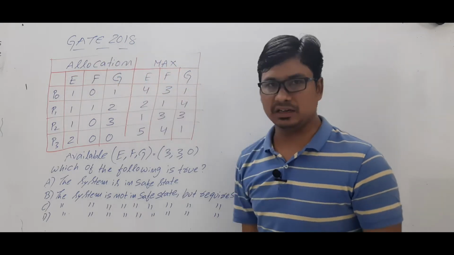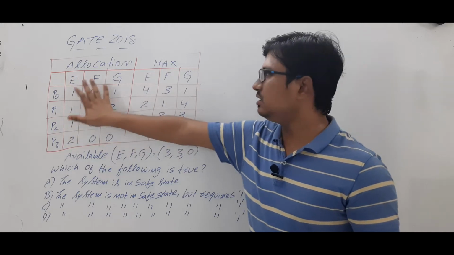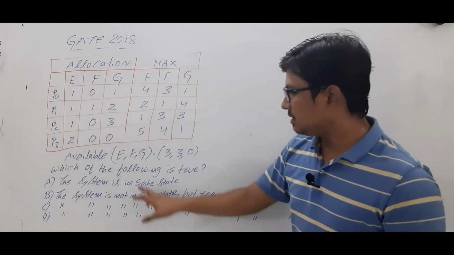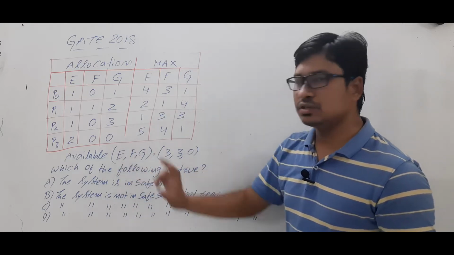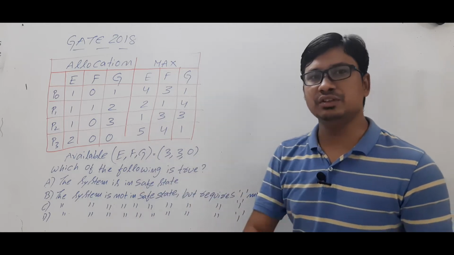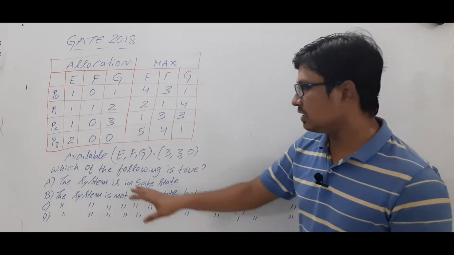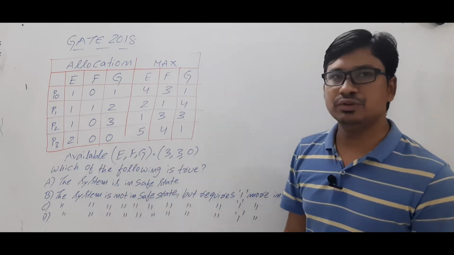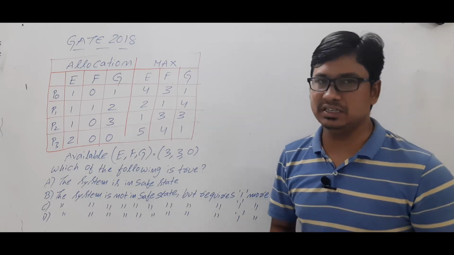However, this is the allocation done till now. After allocating the resources E, F, G to the processes P0, P1, P2, P3, these are the available resources. So 3 instances of resource E, 3 instances of resource F and 0 instance of resource G are currently available. Now with this availability, they are asking which of the following is true. They have given 4 statements. We need to solve the question and find out what statement is right.